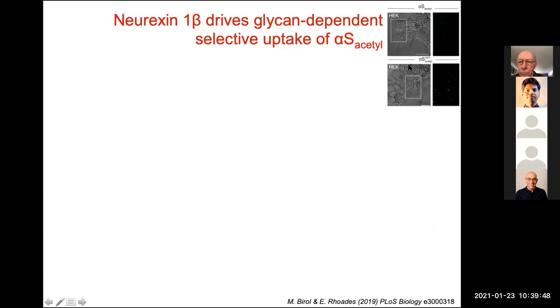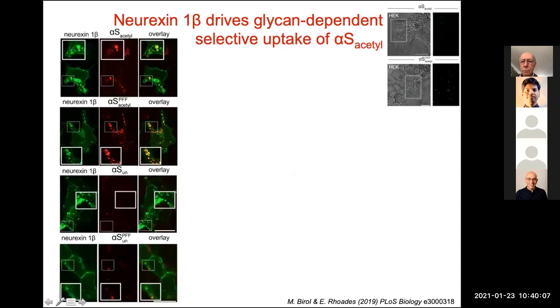Up in the corner here, I'm just showing you the HEK cells again, and this is important because it's a reminder that HEK cells do not spontaneously internalize alpha-synuclein. That makes them a really nice platform, because then we can selectively express proteins of interest in these HEK cells and then determine their impact on alpha-synuclein uptake, which is exactly what we did. And that's what I'm showing you with Neurexin here.